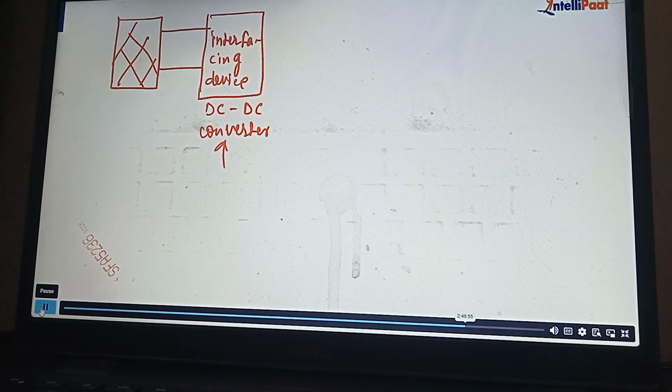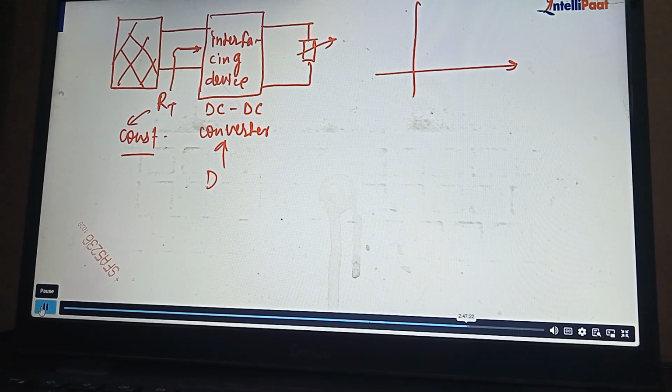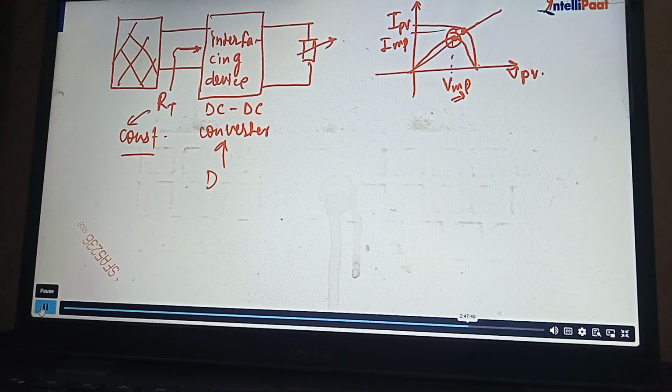To this DC-DC converter, we are providing some duty ratio D. And then the total resistance RT seen by this PV panel would be constant. So we'll have only one load line, right? There is no other load line curve. And then you can have the variable resistance at the output side. If I draw this characteristic, suppose this is the PV characteristic, you will have only one line which is operating, and the maximum power point will be tracked for this IPV and VPV. This is the voltage VMP, and this is the current IMP.